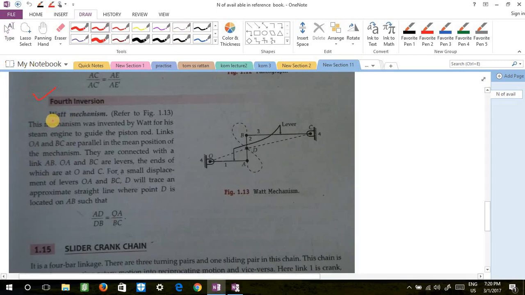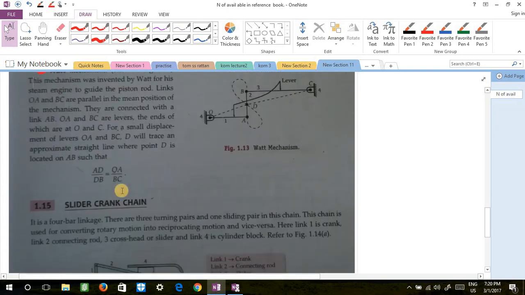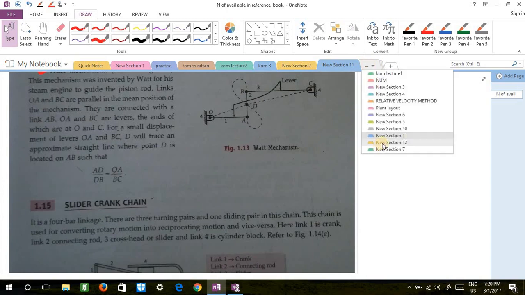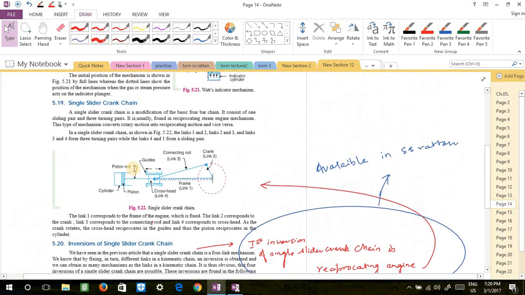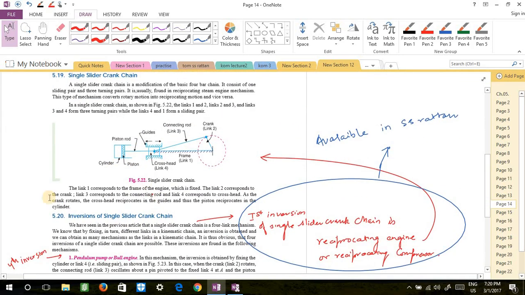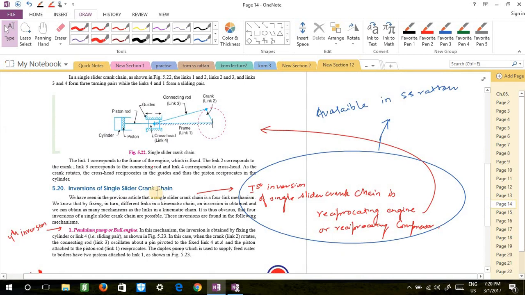So I hope you have understood. We have discussed the four inversions of 4-bar chain. I have already discussed this in our class, so I will just tell you which inversion is which one. Now let us come to our next topic, that is inversion of single slider crank chain. So here I will tell you, this is inversion of single slider crank chain.